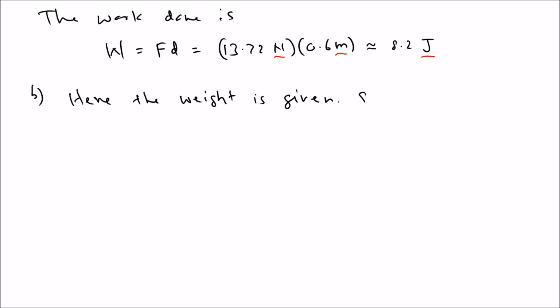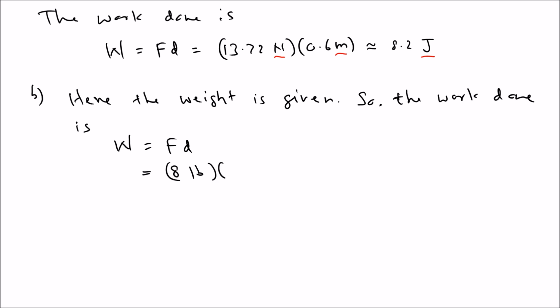Okay, so the work done is W = Fd. You simply multiply the two. F is given as 8 pounds, and d is 6 feet, and you multiply the two, so you get 48 foot-pounds. Okay, so that's the work done. So your unit is foot-pound.